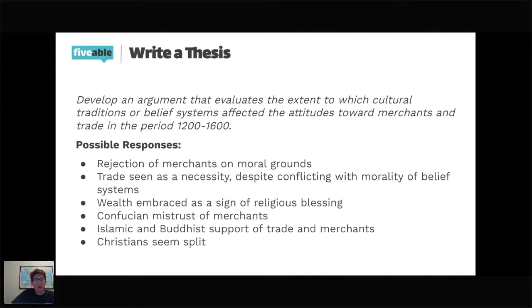So let's go back to our prompt: develop an argument that evaluates the extent to which cultural traditions or belief systems affected attitudes towards merchants and trade in the period 1200 to 1600. And I have a lot of different possible responses: rejection of merchants on moral grounds, trade as a necessity despite some possible moral qualms, the embracing of wealth as a sign of religious blessing, and then a few others. But I'm really going to stick to those first 3 because those really stood out to me. If we're evaluating the extent to which these belief systems affected attitudes, I think comparing this spectrum is the way I want to go in this one.